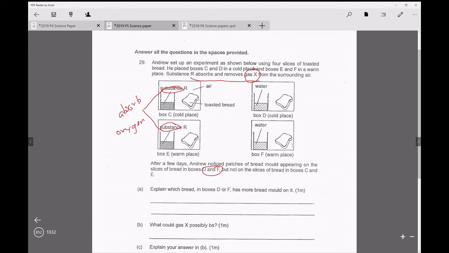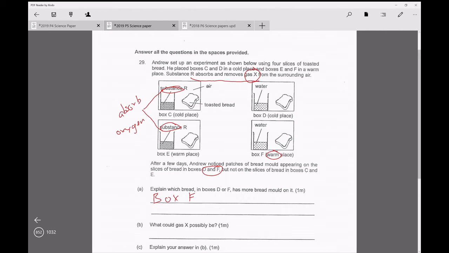In order for you to answer that, you must first know that in order for the mould to grow, you need air, which is oxygen, and moisture, as well as warmth. So it must be a warm place. Moisture means the amount of water vapour in the surrounding. Because D and F has warmth, that's why box F will go first, and because of that, there will be more mould growing.